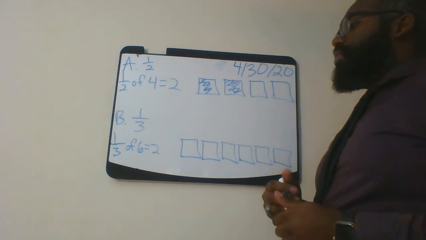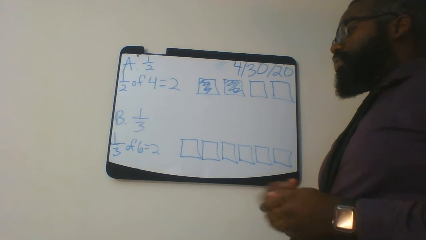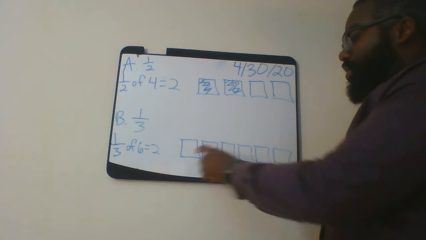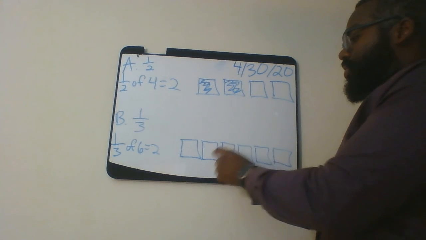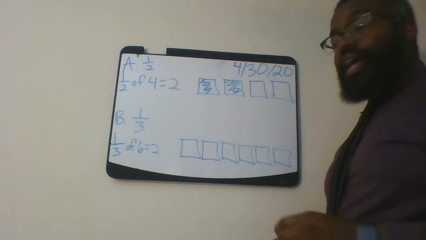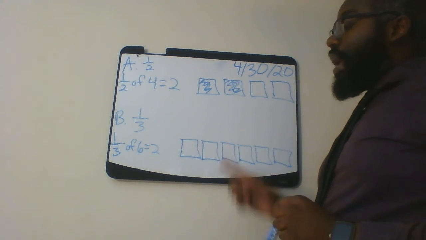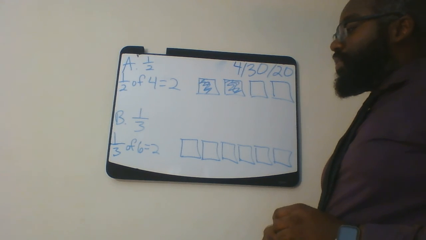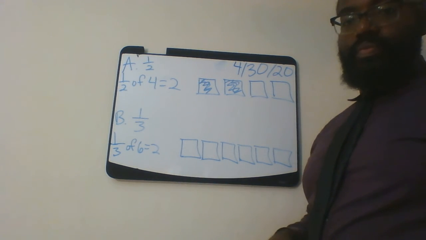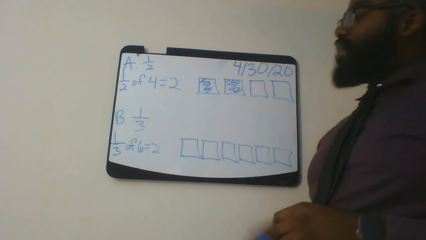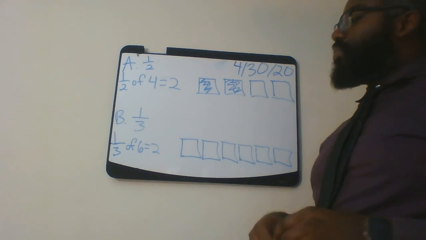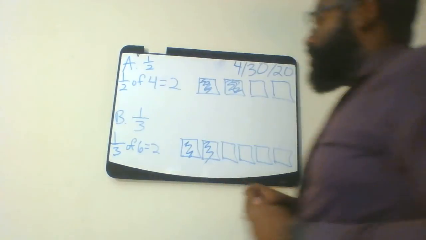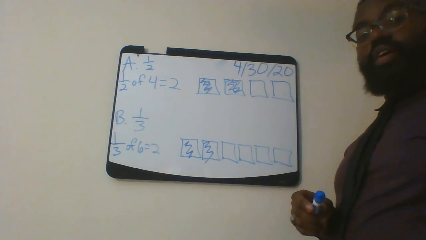Let's look at this. 1/3. So we have 1, 2, 3, 4, 5, 6. We have 6 items, same principle. What's half of 6? I'm sorry, what's 1/3? I'm saying half. That's the next problem. 1/3 of 6, that is 2. So you shade in 1, 2. That's 1/3 of 6.